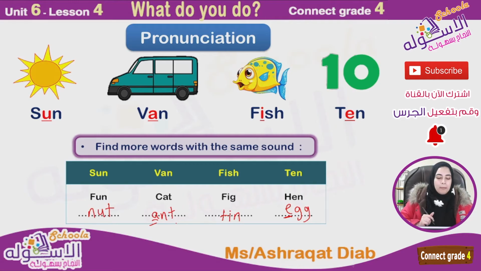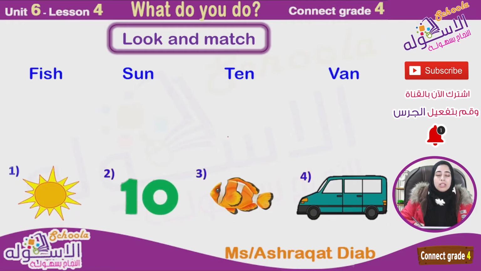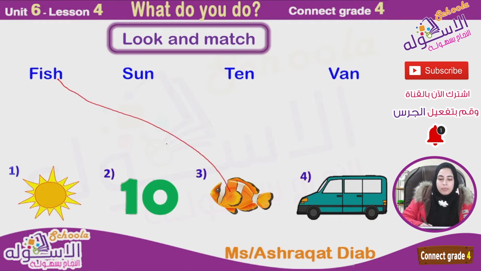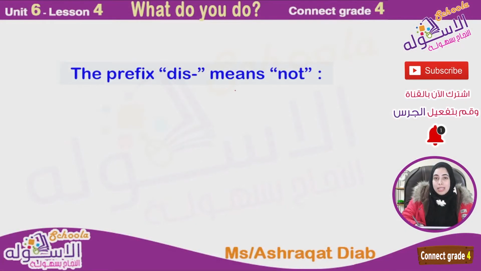Okay, now let's look and match. It's a very easy exercise. So we have fish, sun, ten, and van, and we need to match them. I guess they are easy. So fish, of course, it's number 3. Sun, number 1, great. Ten, it's number 2. And van, it's number 4. Very good. Okay. Well, now let's talk about the prefix dis that means not.